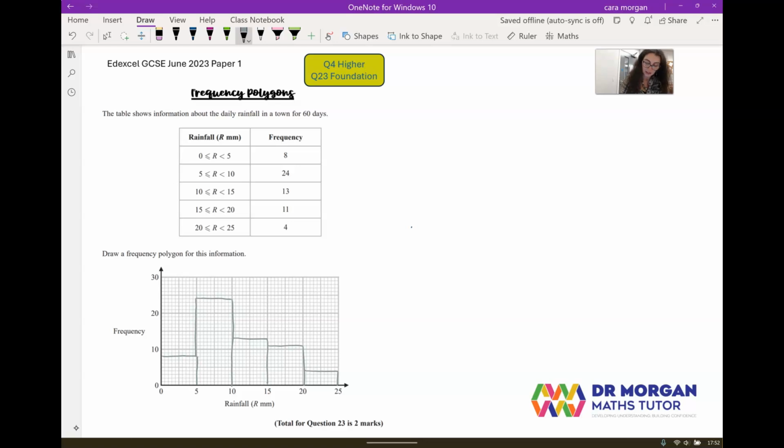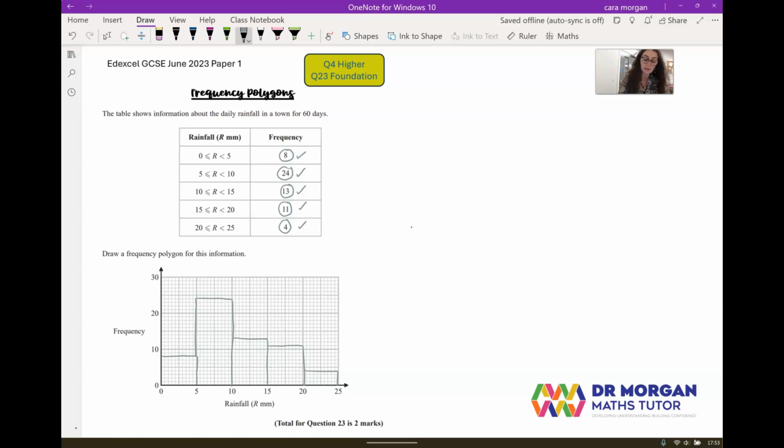So I'm just going to check that I've got all my frequencies right. The first one goes up to 8. The next one goes up to 24. The next one goes up to 13. The next one goes up to 11. And the last one goes up to 4. So I'm convinced that all the heights of my frequencies are correct there.